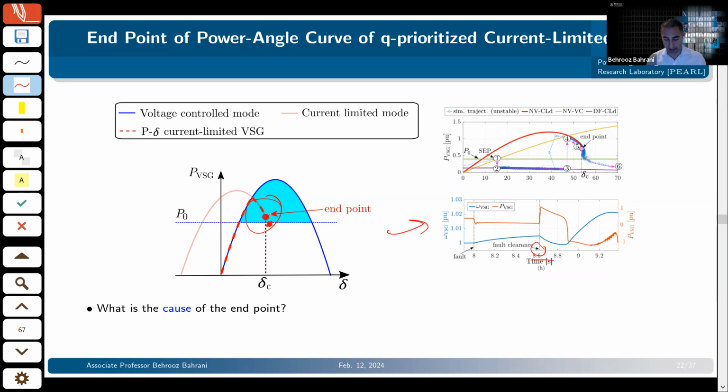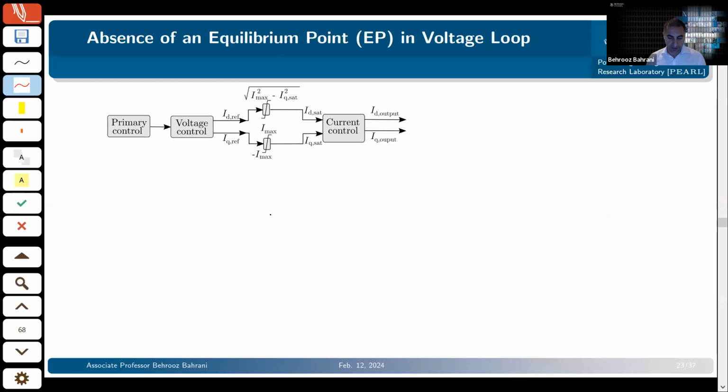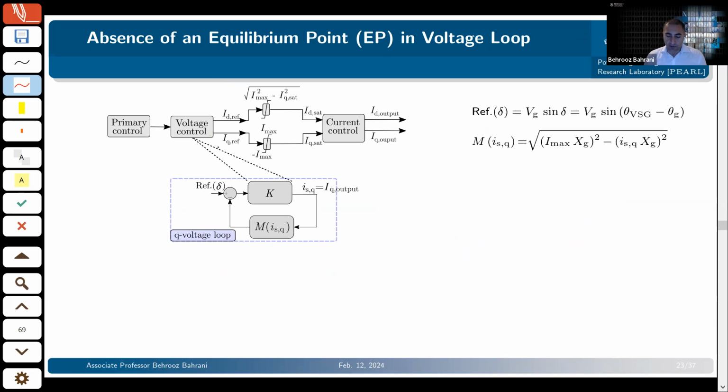But what is this endpoint? This endpoint is essentially caused by the voltage controller that we've got within our grid forming inverter. Well, let's have a closer look. This is the control structure of the grid forming inverter that we've got. We had this primary loop, a voltage loop, and current loop, and this is the Q prioritized current limiter that we have. So we looked into the voltage controller and we reformulated it, and we came up with this particular structure, which essentially looks like a feedback system.